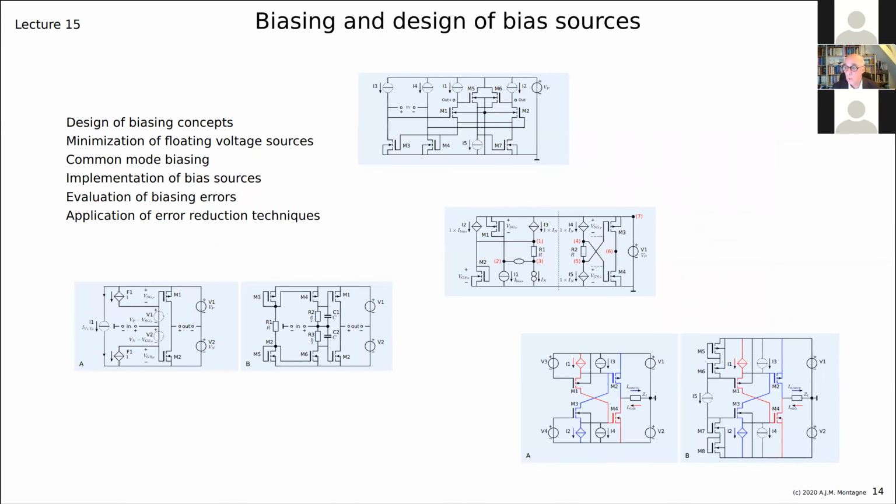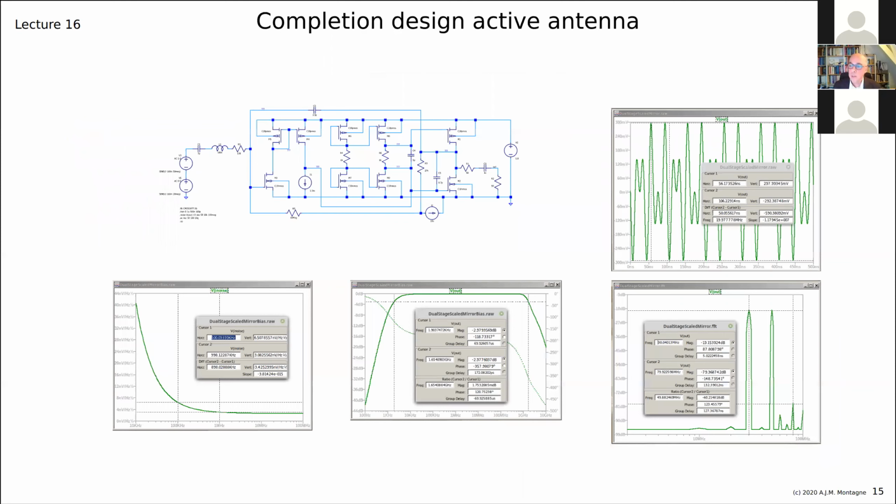So we must talk about how to bias all kinds of stages. And the concept, so making all these sources in inconvenient places, and then about the implementation of the sources. And if we did that, then we'll complete the design of our antenna amplifier and do the final verification of the behavior in LTspice.